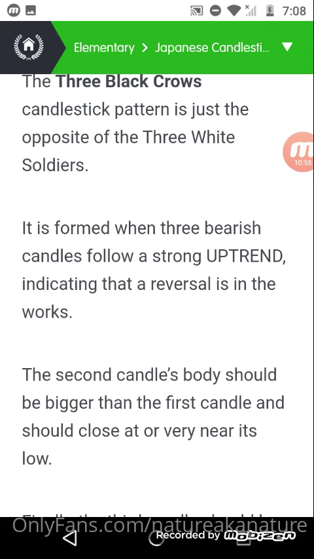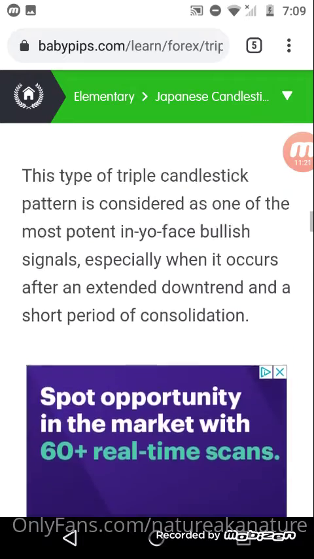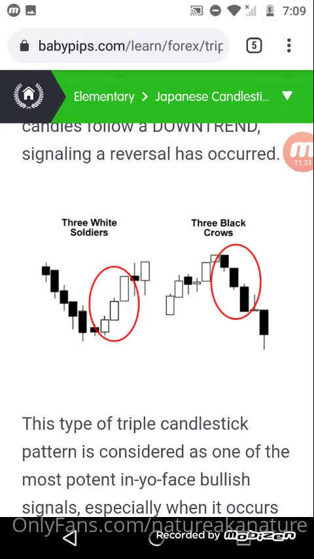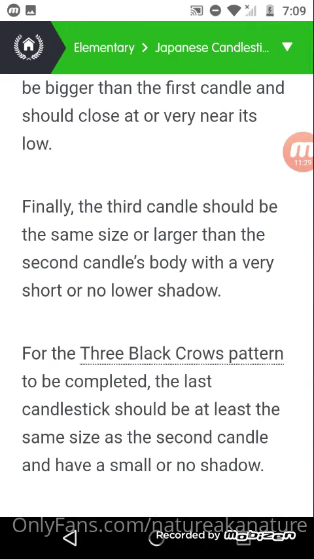So the second candlestick, we already know, should have a body bigger than the first candlestick, as you can see in this example. Boom. Second candlestick bigger than the first one. Then for the three black crows pattern to be completed, the last candlestick should be at least the size of the second and should have small or no shadows. For example, as you can see, it's bigger than the second candlestick and it has small or no shadows, no wicks.